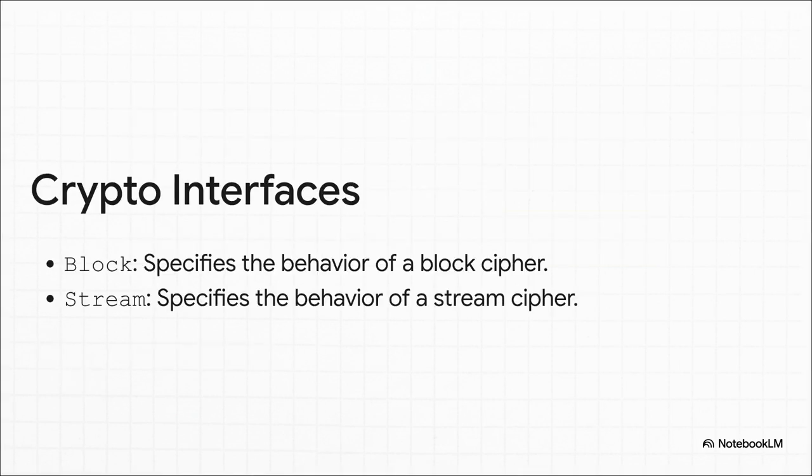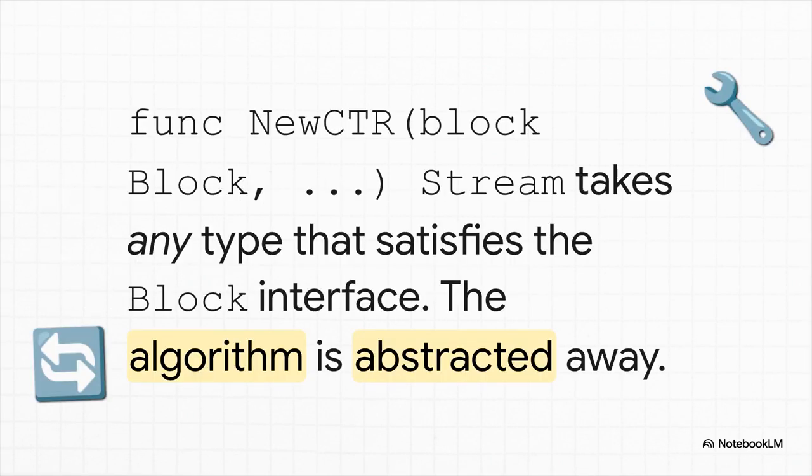And you don't have to look far to see a perfect example of this. Just check out Go's crypto libraries. They define these really simple interfaces like block, which just knows how to encrypt a single chunk of data, and stream, which describes a stream cipher. All the complex details of AES or DES or whatever algorithm is being used are hidden away behind these simple, clean contracts. And this is where it all pays off.